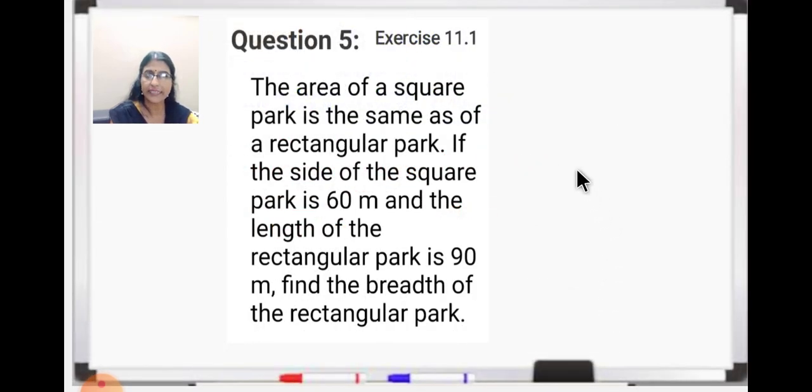Now we'll do exercise 11.1, question number 5. In the previous presentation we have completed till question number 4. Now we'll start with question number 5. Please open your book and see question number 5.